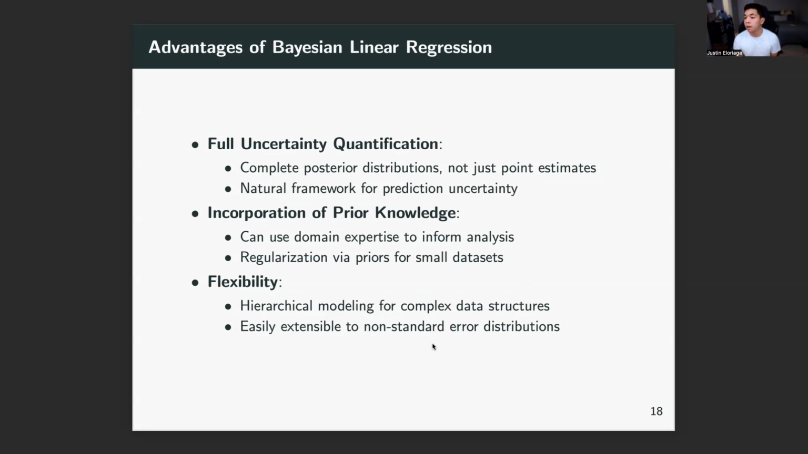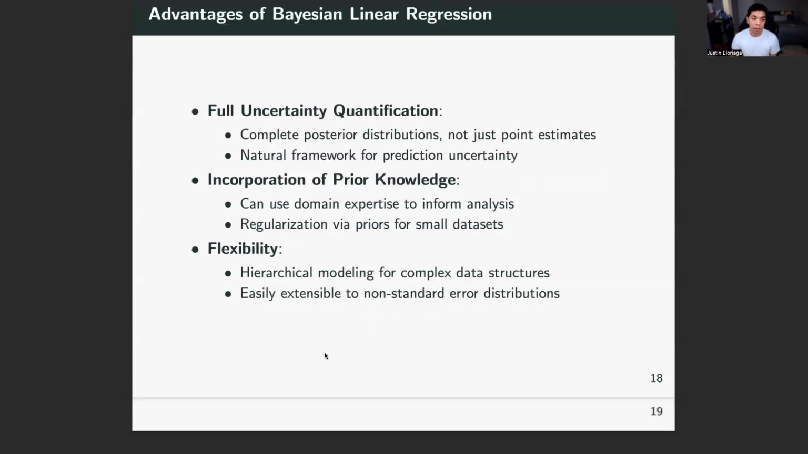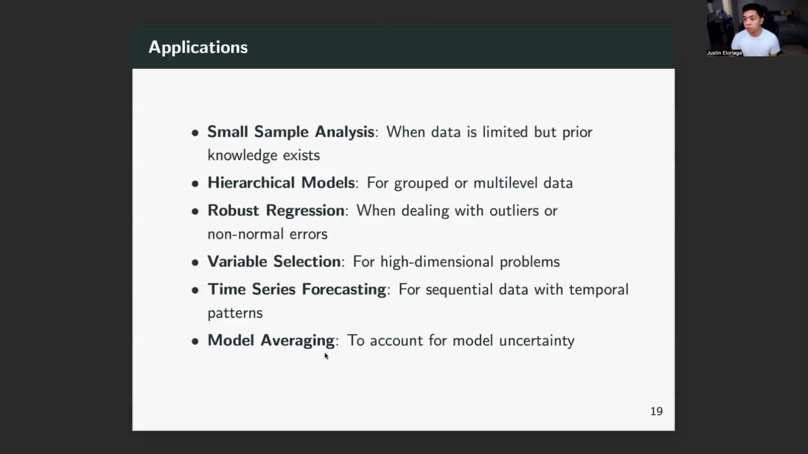And the last is a great deal of flexibility. We can typically utilize hierarchical modeling to model very complex things, and the framework is also very easily extendable for non-standard error distributions. And there are many applications for this outside of Bayesian linear regression. The most common one would be time series forecasting.